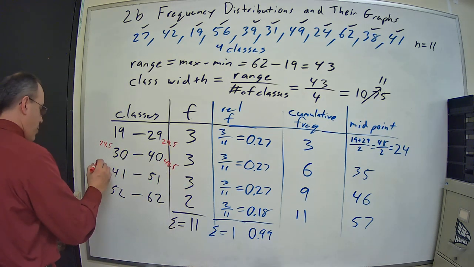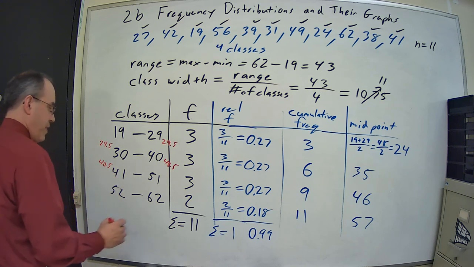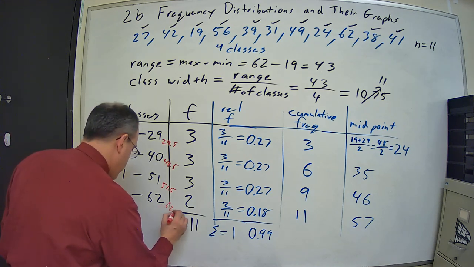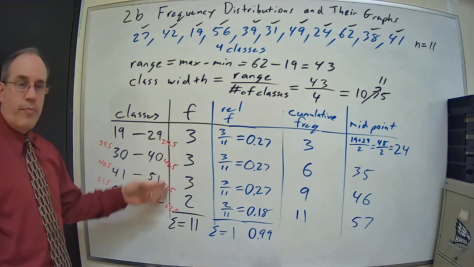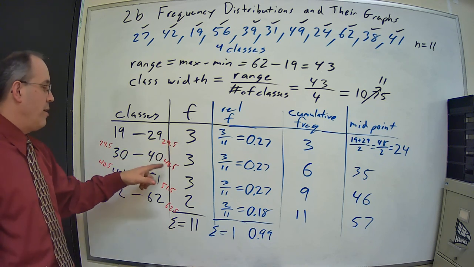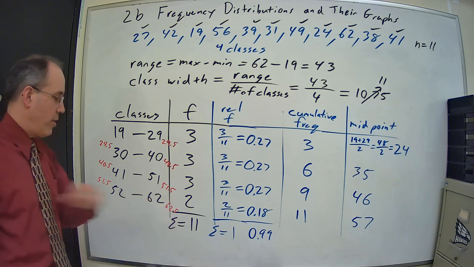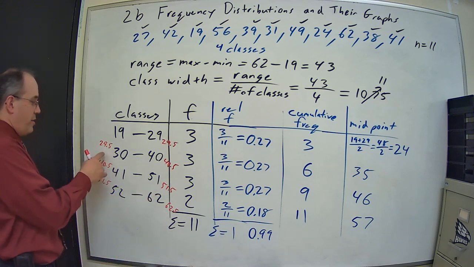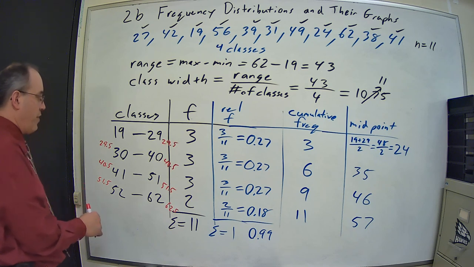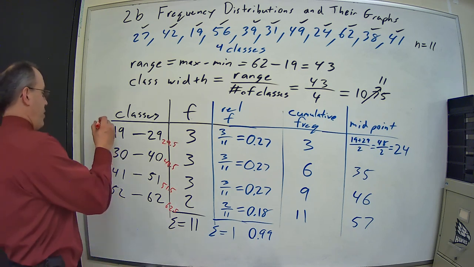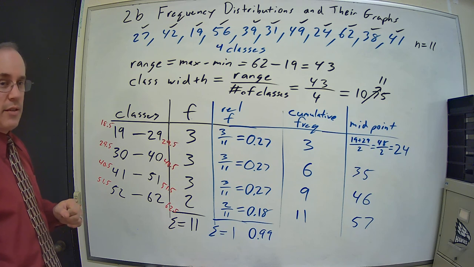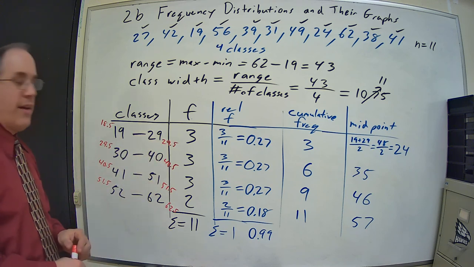40.5, which obviously is going to make the lower boundary of this one 40.5, 51.5, 62.5. Right, so you notice that our upper class boundaries are just 0.5 above the upper class limits, 29.5, 40.5, 51.5, 62.5. The lower class boundaries are 0.5 below. 30 becomes 29.5, 41 becomes 40.5, 52 becomes 51.5. So 19 becomes 18.5. So for the lower class boundaries, we subtract 0.5 from the lower class limit. For the upper class boundaries, we add 0.5 to the upper class limit.